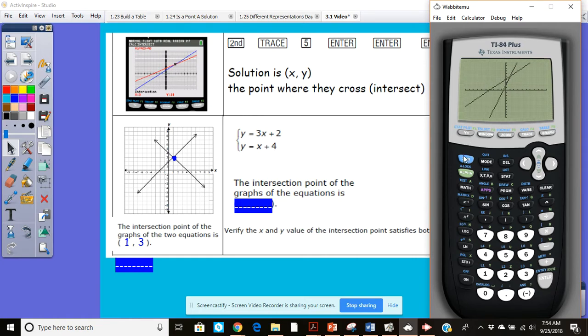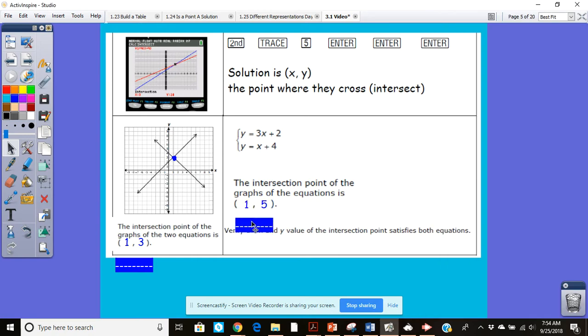And then to find the intersection, if you hit second, trace, and then we're going to do the intersect. So you hit 5, and you're going to hit enter 3 times. So 1, 2, and then 3. And you can see here where it says intersection, and it tells me at the intersection, the x is 1 and the y is 5. So the ordered pair or the solution to this system of equations would be 1, 5.